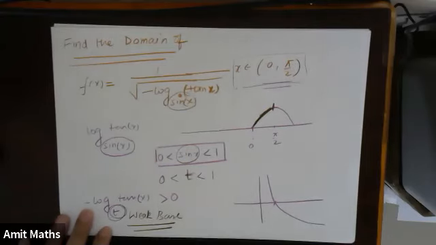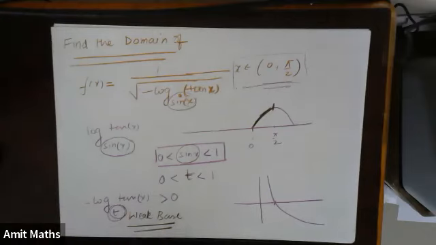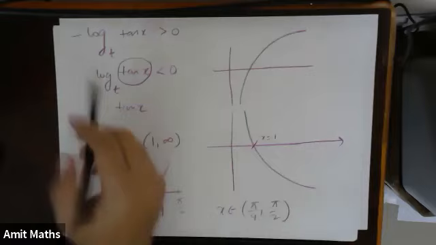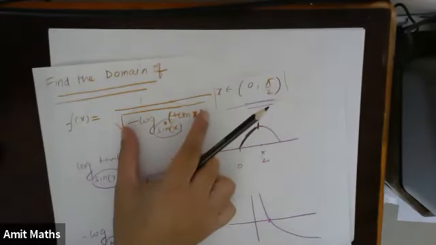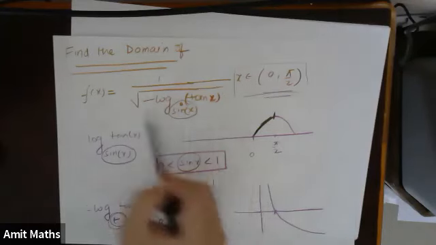This t is a weak base. That means this log, we are talking about a log with weak base. Understood? Now we'll rewrite this once again. So this is the part. Also, whatever is inside the root, this whole thing should be greater than 0.